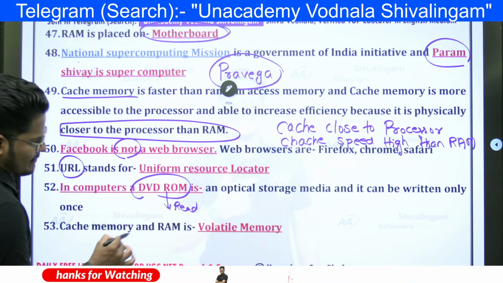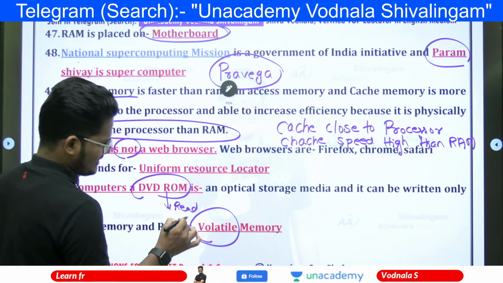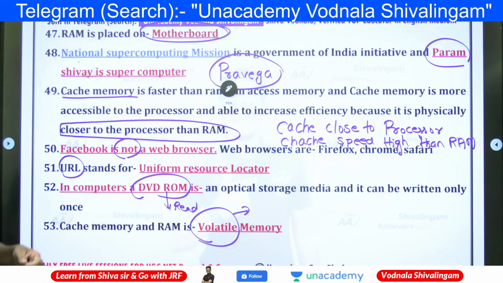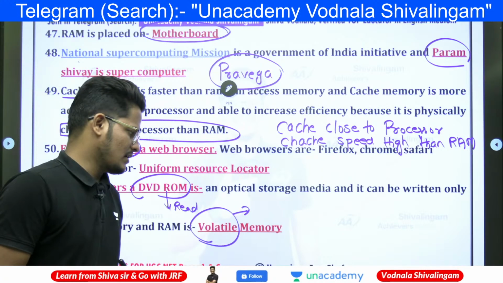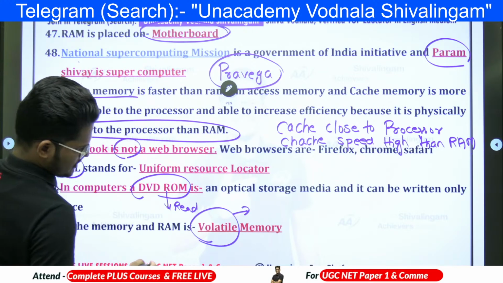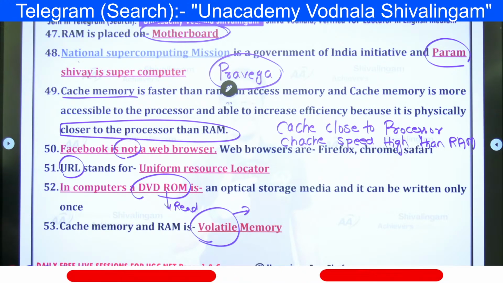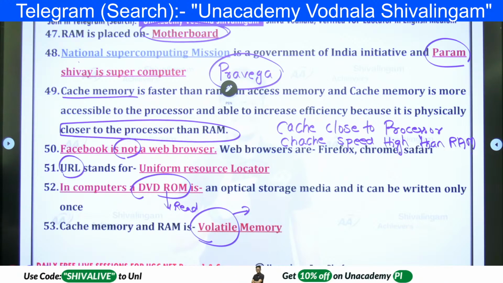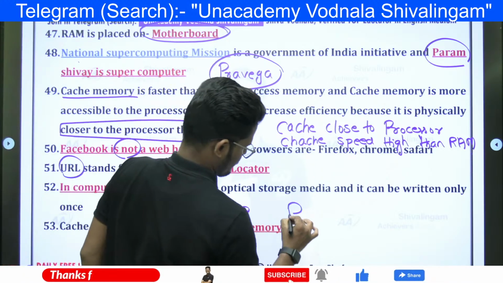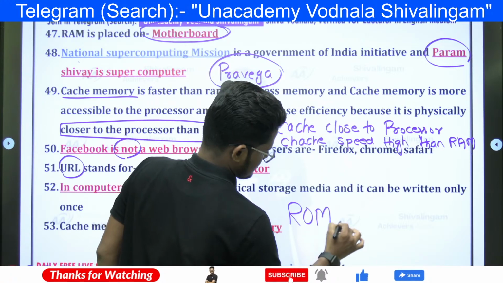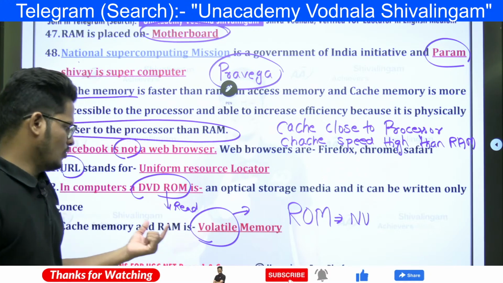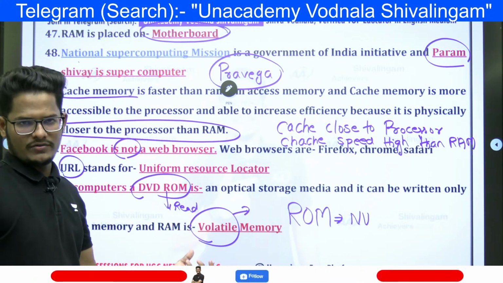Cache memory and RAM are volatile memories. Volatile means if the data is not saved while you are operating, it will automatically be lost. Cache memory and RAM are volatile, because ROM is non-volatile. ROM is non-volatile in nature, whereas cache is volatile. If you don't save, then data will get lost if the power is switched off.